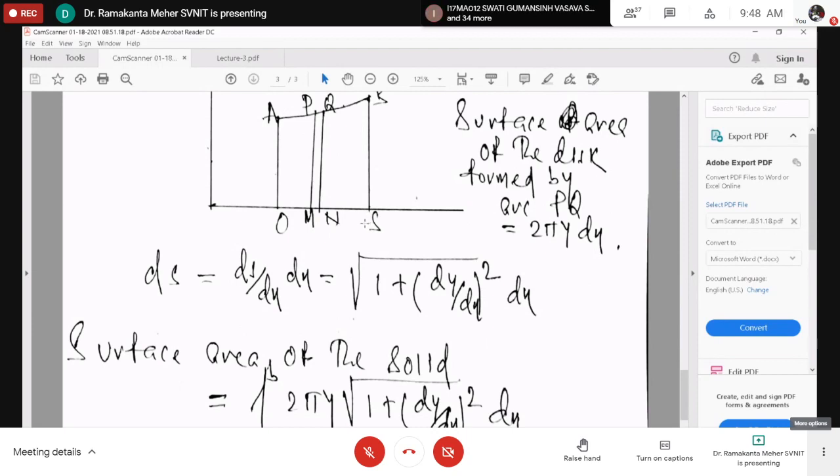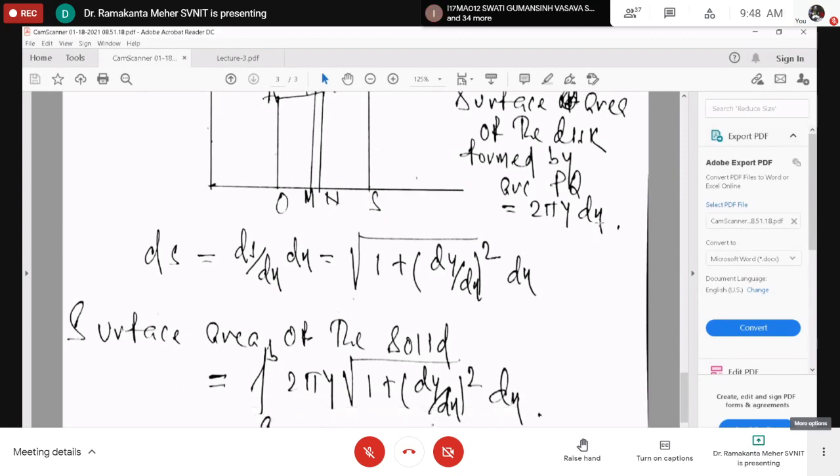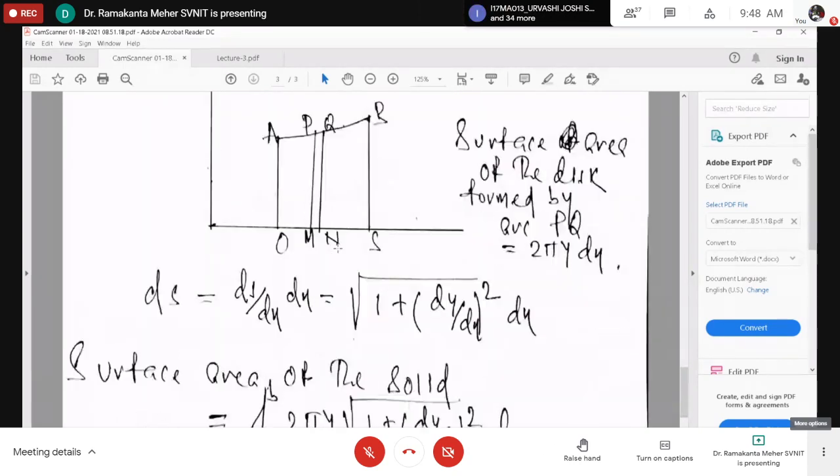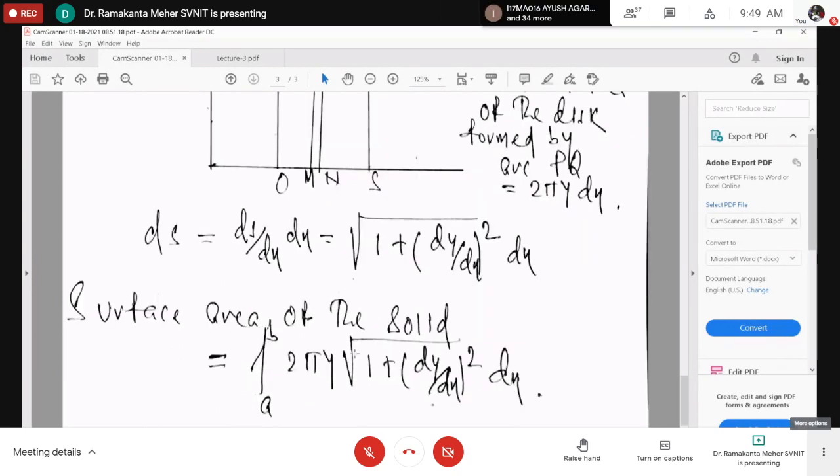So if we find the value of ds using the first arc length formula, we can write ds equal to ds by dx into dx. We know the value of ds by dx as root over of 1 plus (dy by dx) whole square. So we can substitute this here. Upon substituting, it becomes 2 pi y root over of this one into dx.